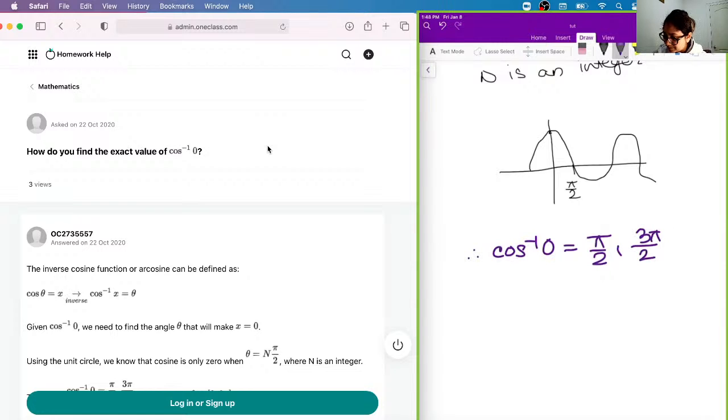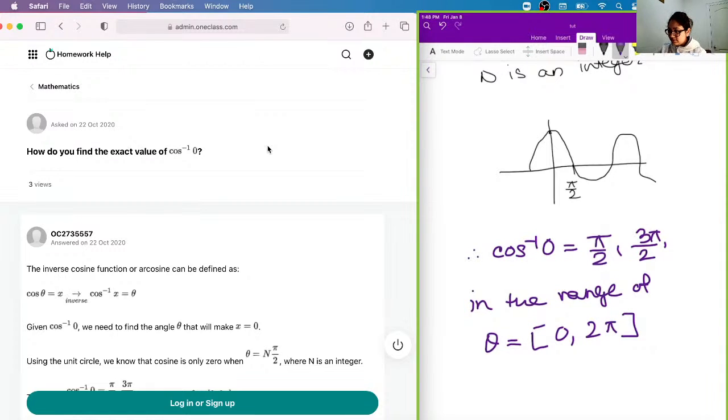And so this is within the range of theta, in between the range of 0 and pi. This is when your x is 0 and your theta would equal pi over 2. Okay.